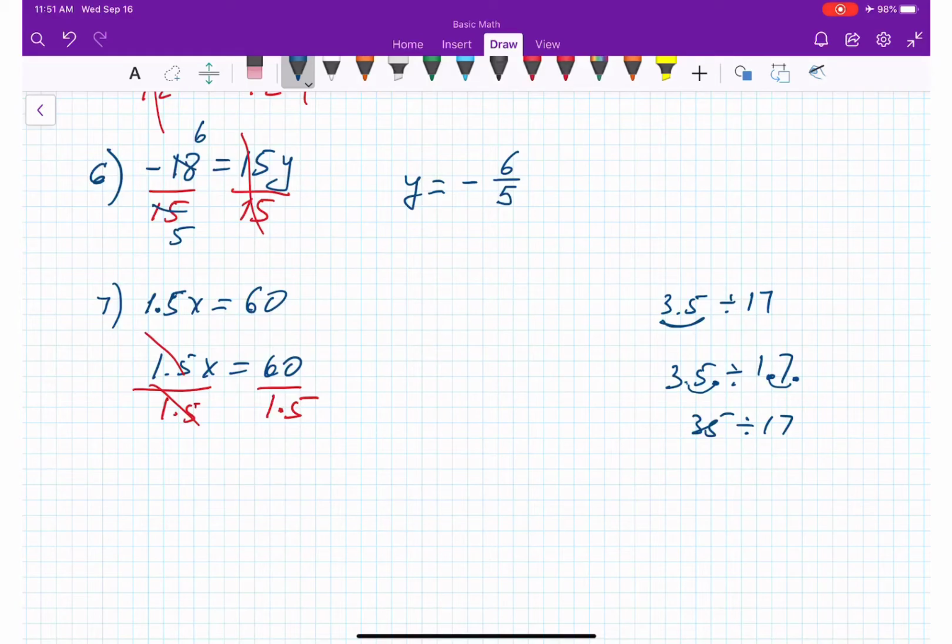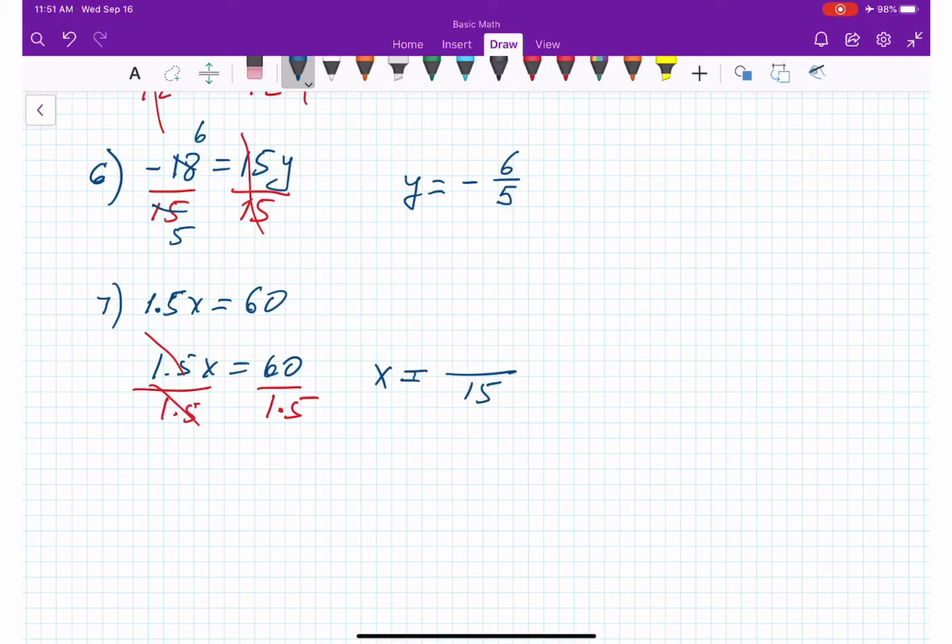So now let's do it here. X is equal, so instead of 1.5, I'm writing 15 because I moved by one position here. That means I multiplied by 10. And the same thing I have to do to 60. Multiply by 10, which means 600. And from here, 60 divided by 15 is 4. And this 0 stays, which will be 40. Okay? Question number 8.